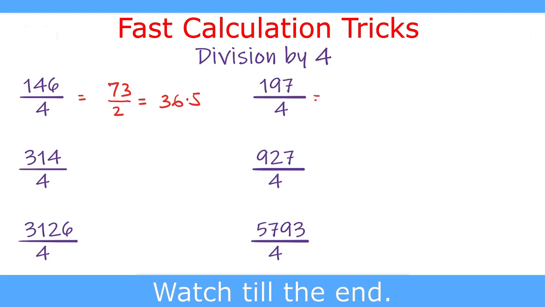Now we go to the next question, 197 divided by 4. So we first half 197, that comes out to be 98.5 divided by 2, and again we half this. Half of 98 is 49 and half of 0.5 is 0.25. So our answer is 49.25.